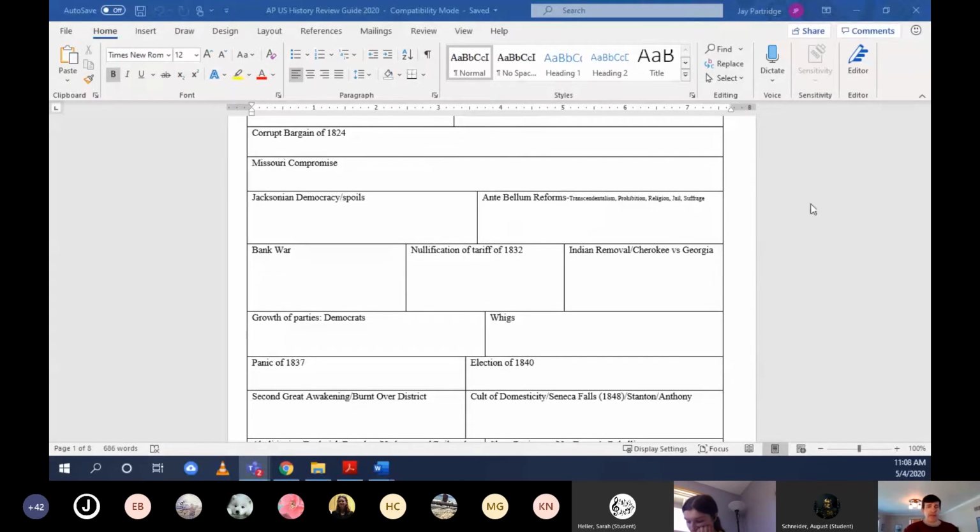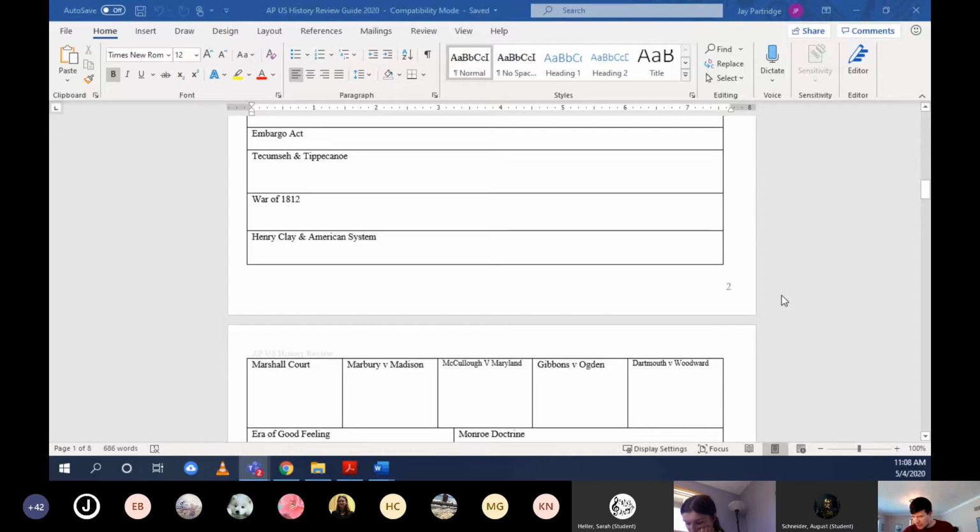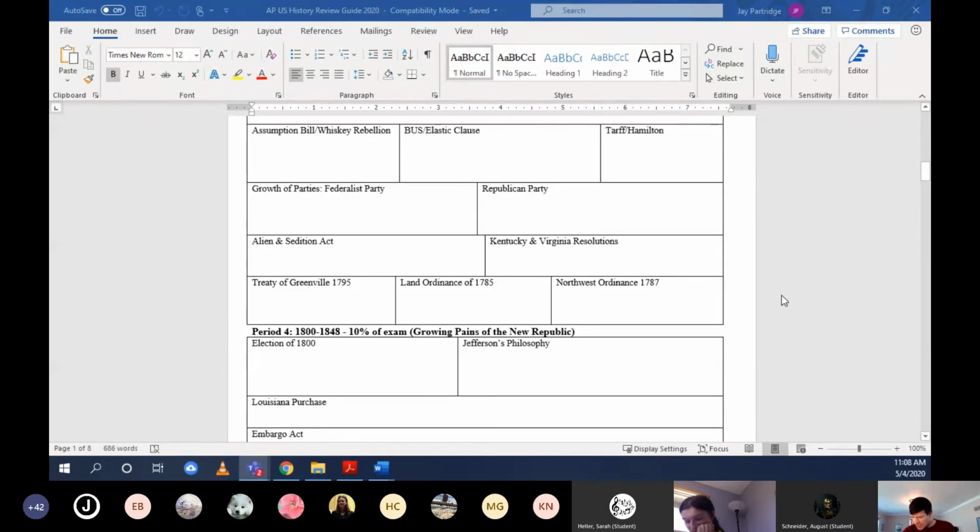Okay, let's get to the Land Ordinance of 1785. So we're going to go way back in time before we're supposed to. You know, I'm going to change my mind on this. I'm going to do the Land Ordinance of 1785. And that's in the middle of page 2, right at the end of period 3.